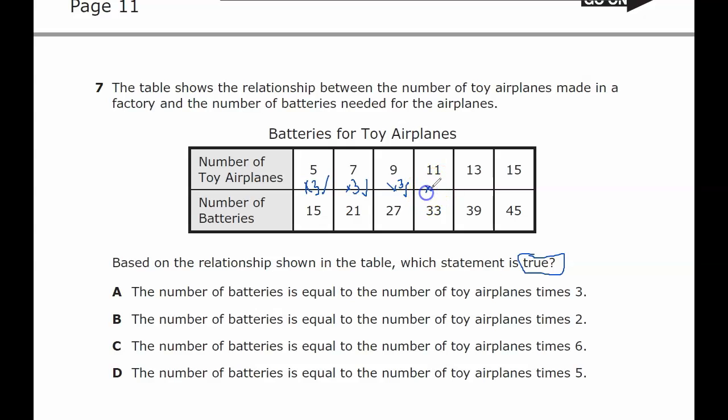11 times 3, well, I know if I multiply anything times 11, 3 times 3 is 3, 3 times 1 is 3, 33. Okay, so I know all of these are correct.